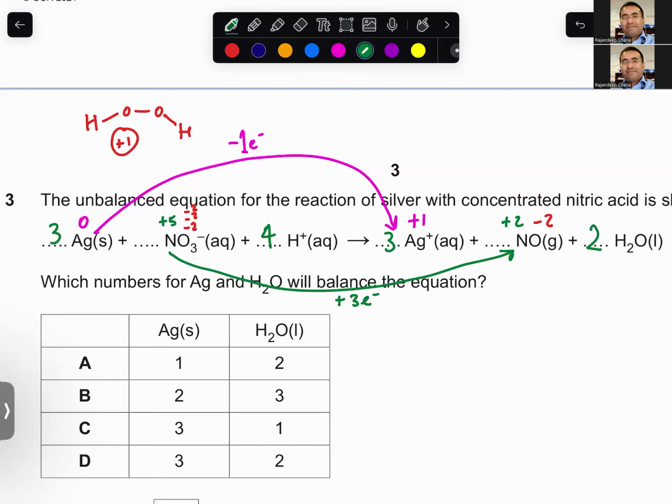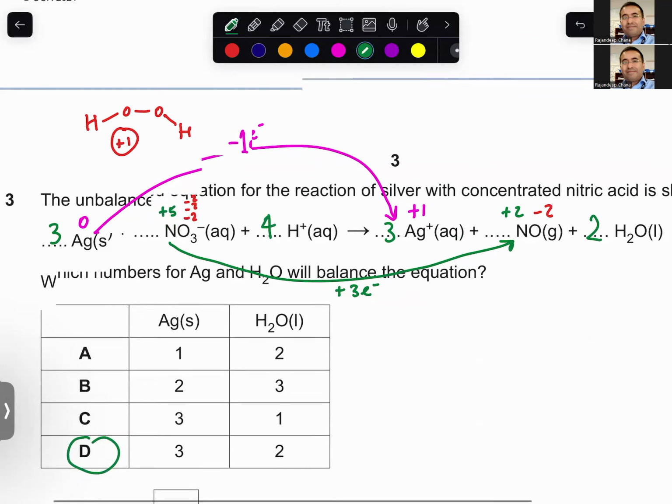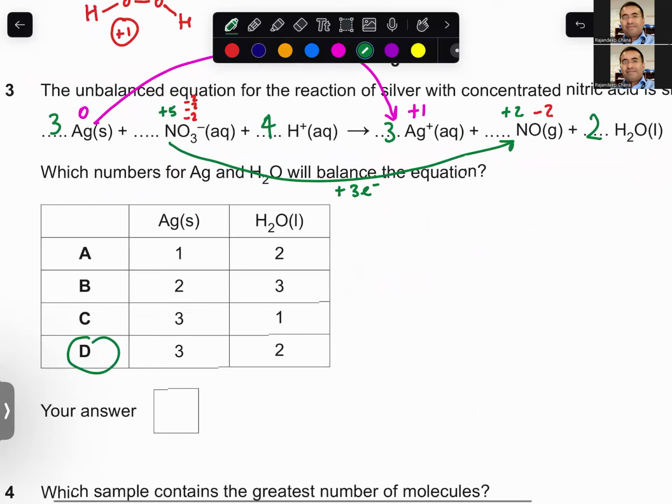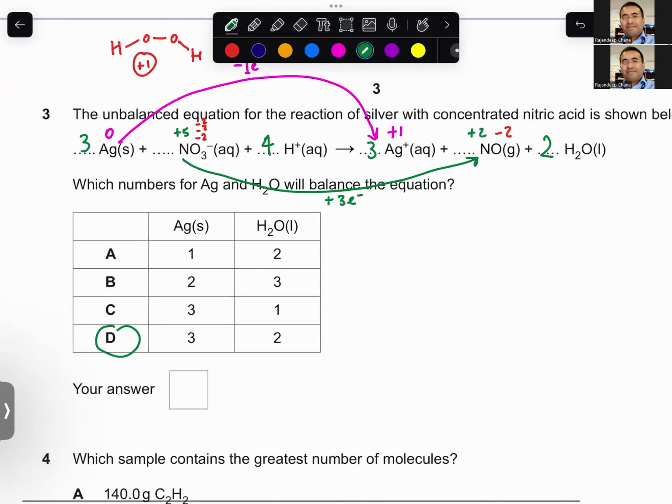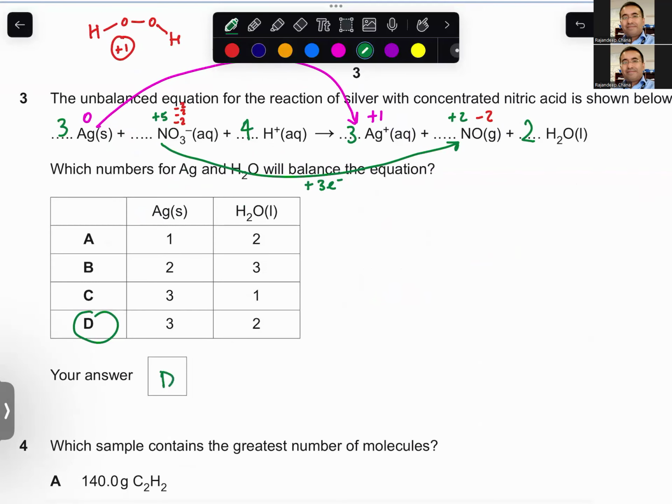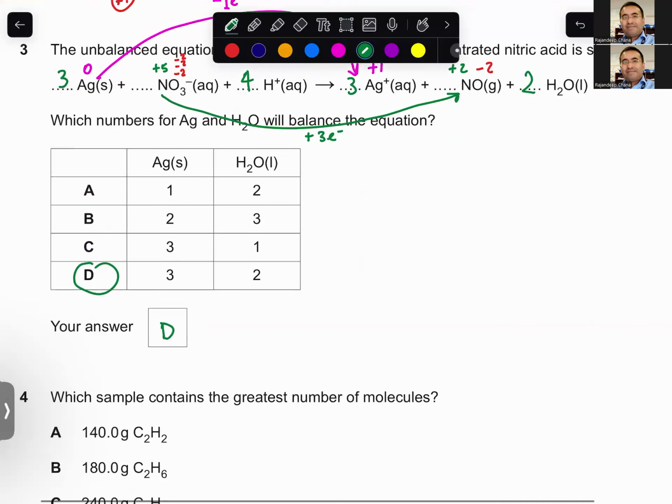You got +4, -1. So with the charges, that's the way to check. So that means silver and water should be a 3-to-2 ratio. 3-to-2 ratio, D. Yep, that is correct. Not a very straightforward question. There's quite a bit going on there, ladies and gentlemen. Even I was a little bit perturbed.